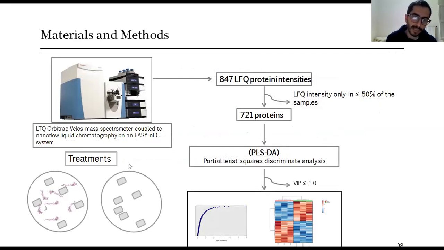We used a biological triplicate of Listeria monocytogenes and a biological triplicate of Listeria monocytogenes with a sublethal concentration of the commercial antimicrobial peptide nisin. After protein extraction and trypsin digestion, these peptides were submitted to mass spectrometer analysis, which permitted us to identify 621 proteins after false positive protein elimination. These proteins were submitted to a partial least square discriminant analysis.